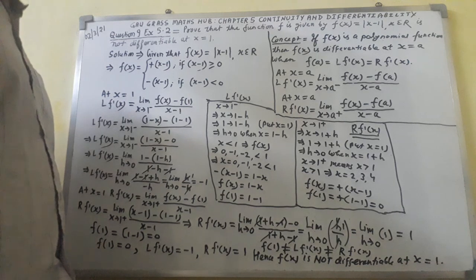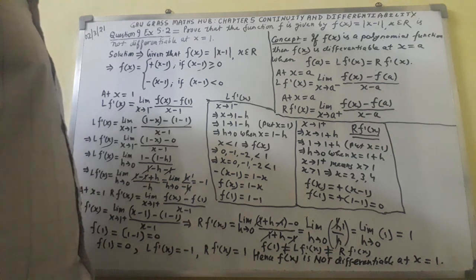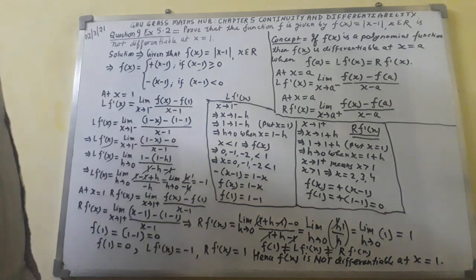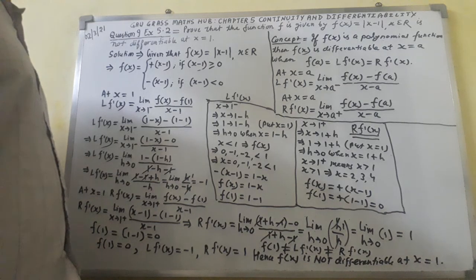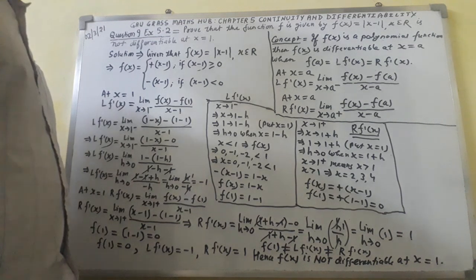At x equal to a, left hand derivative of f of x equal to lim x tends to a negative of f of x minus f of a whole over x minus a. At x equal to a, right hand derivative of f of x equal to lim x tends to a positive of f of x minus f of a whole over x minus a. This is the concept you must always remember in order to tackle and crack this type of question given in NCERT 12 maths.